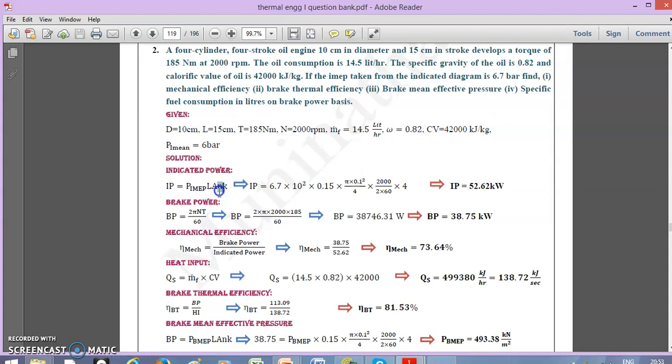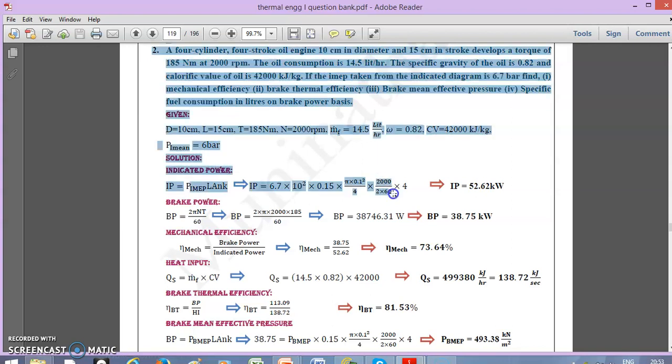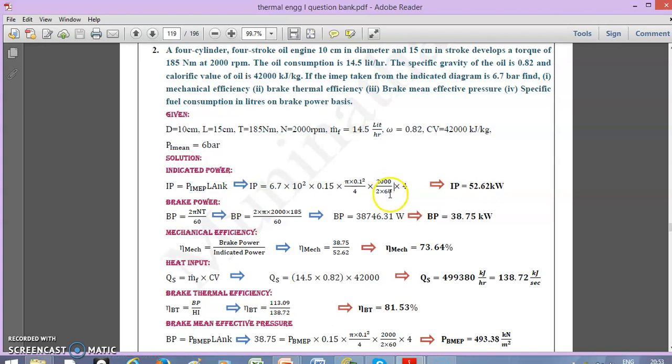N is what? The number of cycles or number of power strokes. Since it is a 4-stroke engine, the number of cycles is N by 2 into 60, where capital N is revolution per minute, 2000. We have to convert that into seconds, then only we'll get kilojoules per second, because kilowatt is kilojoules per second. That's why we convert revolution per minute into revolution per second, and that's why we are giving 60 here. So it is 2000 by 2 into 60 into the number of cylinders. K is the number of cylinders, and it is a 4-cylinder engine.